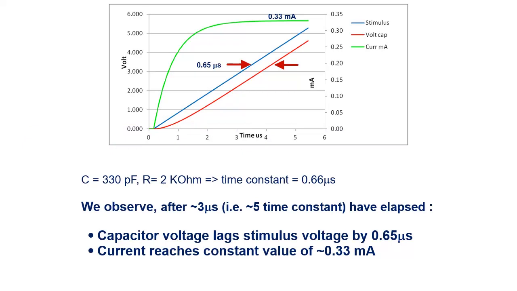After the transients have died down in about 5 time constants, the capacitor voltage is increasing linearly with time, but lagging the input stimulus by 0.65 microseconds. Under this condition, the current reaches a steady value of 0.33 mA.